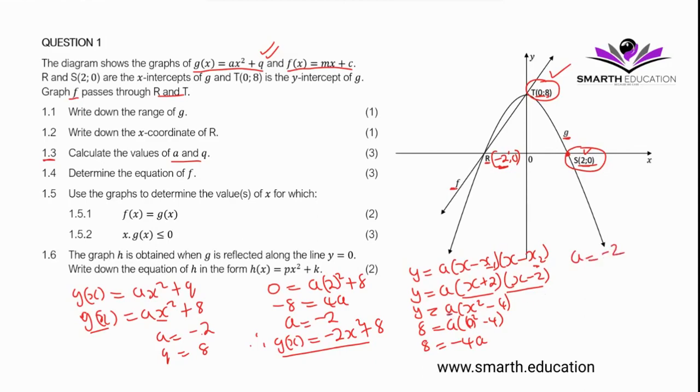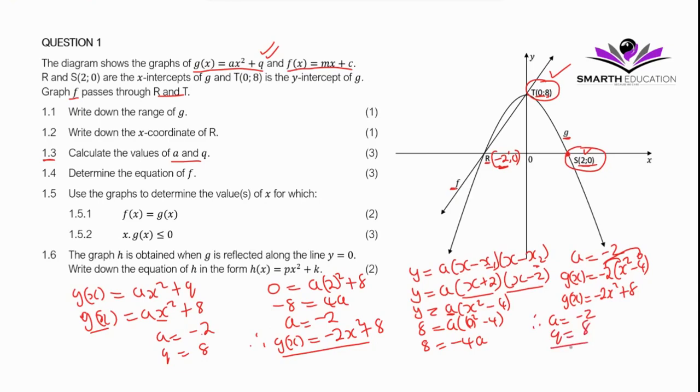And then we can put our negative 2 here, say y, which is g of x. g of x is equal to negative 2 times x squared minus 4. Okay, g of x is equal to negative 2x squared, then plus 8 after distributing the negative 2 there. Then therefore, a is equal to negative 2, then q is equal to 8. That's another way of doing it.